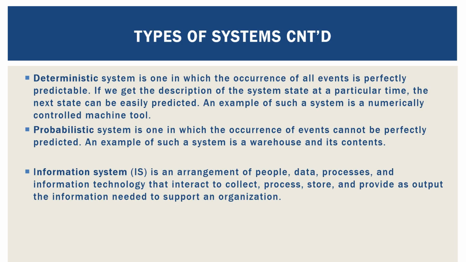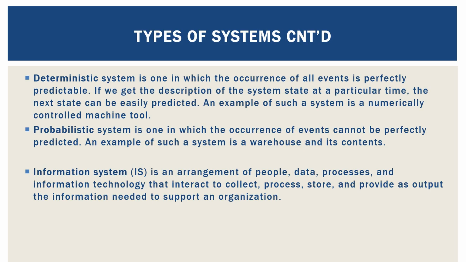Then we have also a probabilistic system, I think it's also called a stochastic system, in which the occurrence of events cannot be perfectly predicted. So we cannot predict which next event is going to happen. But for us to be able to predict which next event is likely to occur, of course, deriving from the name itself, probabilistic, we are going to assign probability values to say what is the probability of a particular event occurring.